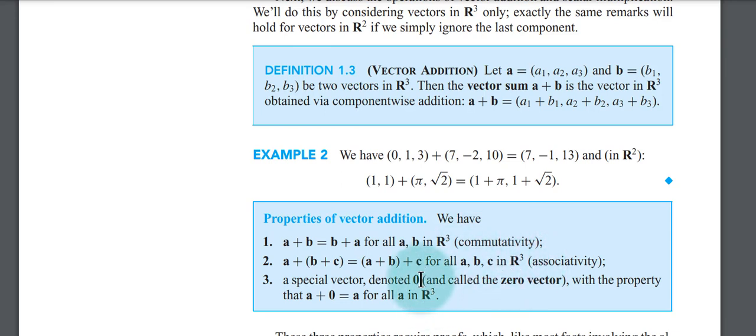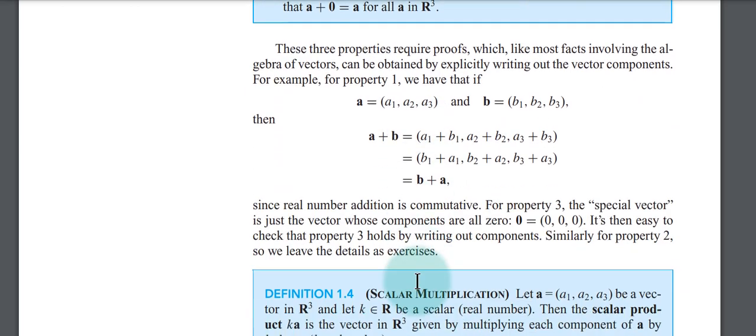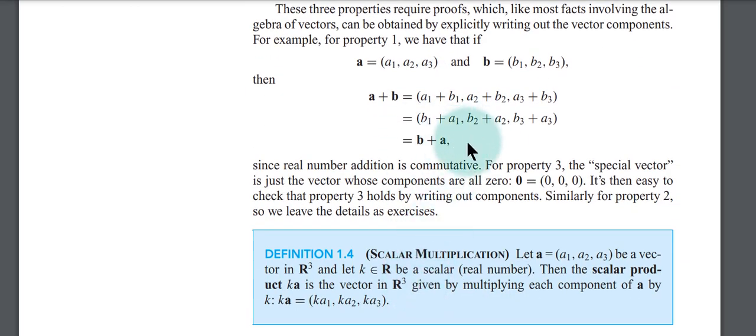And then we also did, we want to say what we mean by the zero vector. The zero vector has a property that if you add it to A, you just get A back again. So you might ask, well, what is the zero vector? We're talking about a zero vector in R3, so it has to have three components. And here they show how to prove these, but the zero vector is just 0, 0, 0.